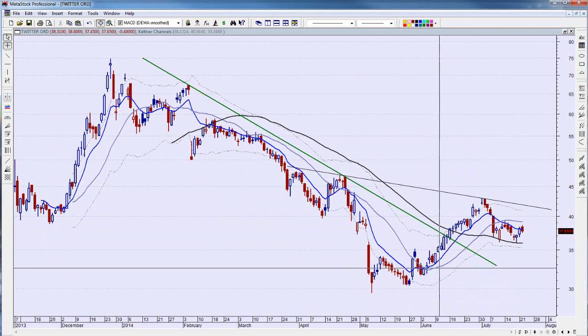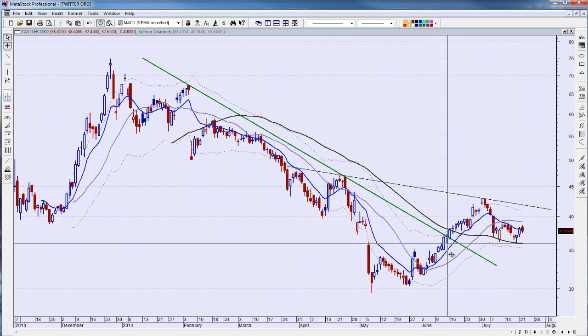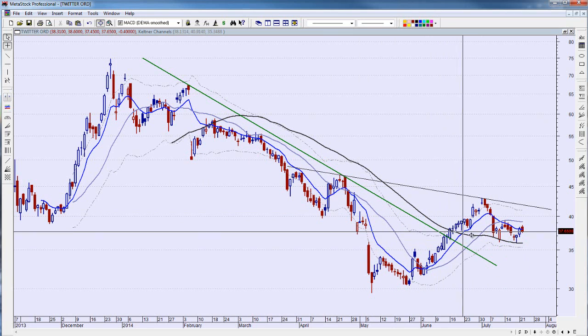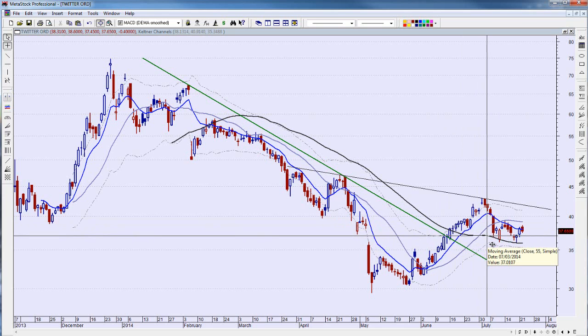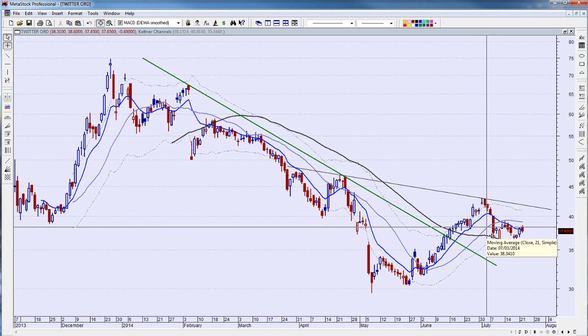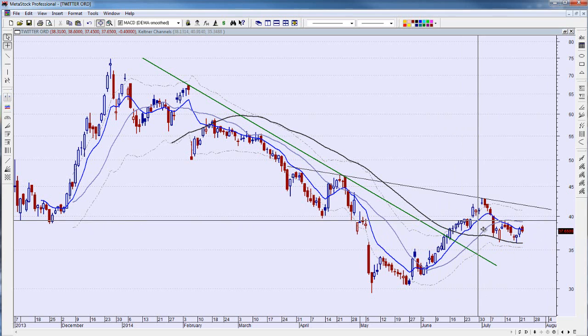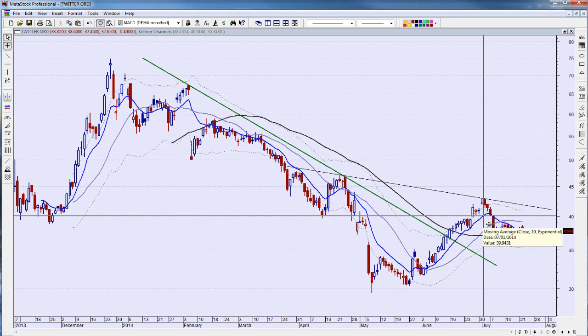The 10 broke above the 21, got a nice little short-term trending action. Now we got the 21 above the 55. That's a 55-day simple. That's a 21-day simple. And this is a 10-day exponential. Kind of my trigger line.